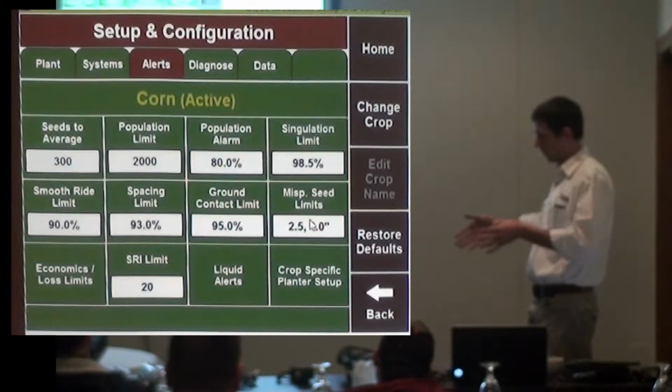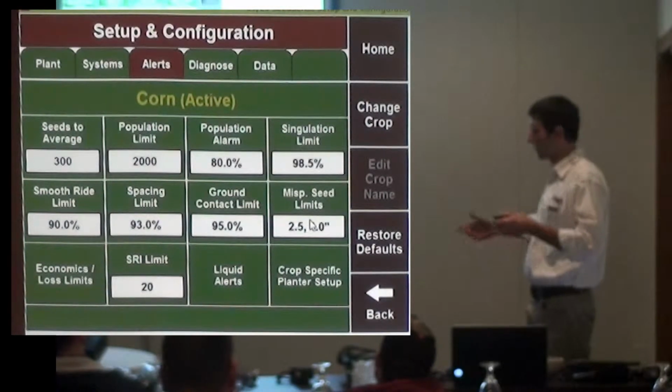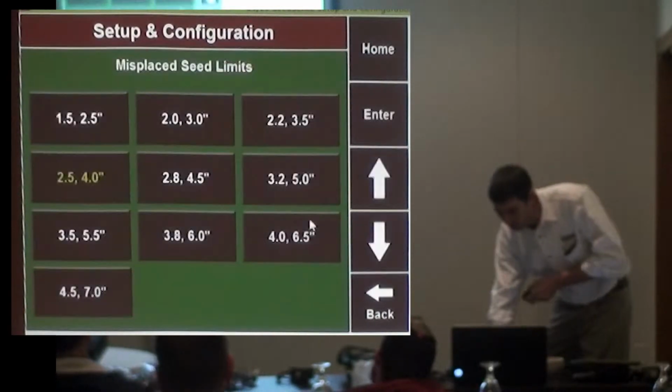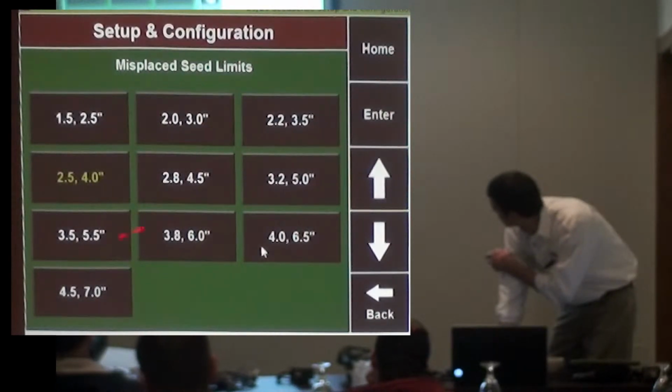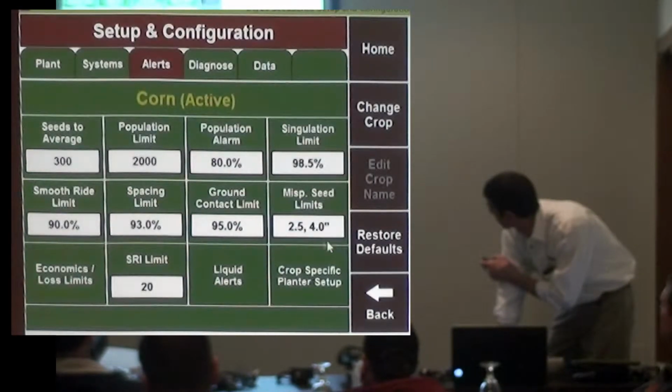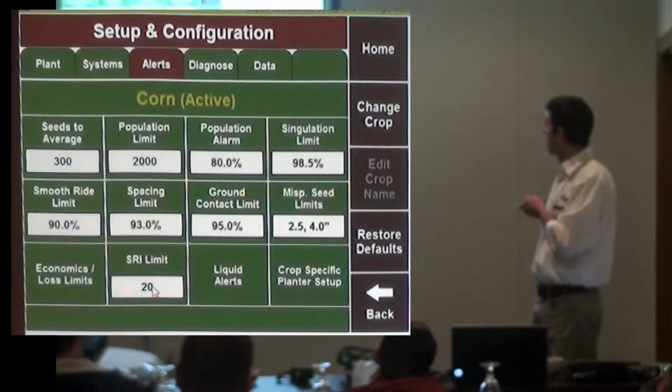Your average, your actual population, they may be 11 inches apart or 10 inches apart if you're on 20-inch rows, so you can come in here and change these to adjust for that. But 2.5 and 4 is factory standards. Your SRI limit is 20. If it gets above 20, it'll turn yellow.